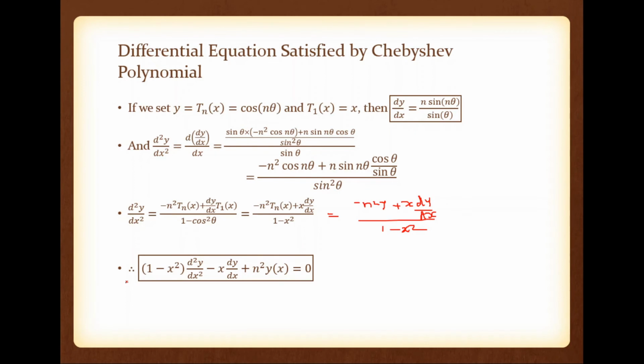So rearranging this equation, we have 1 minus x square into d square y by dx square minus x into dy by dx plus n square into y equal to 0. This is the differential equation representation of an nth degree Chebyshev polynomial. You can see that if the degree is changing, only this term is changing, but that is sufficient to change the dynamic characteristics of that Chebyshev polynomial.